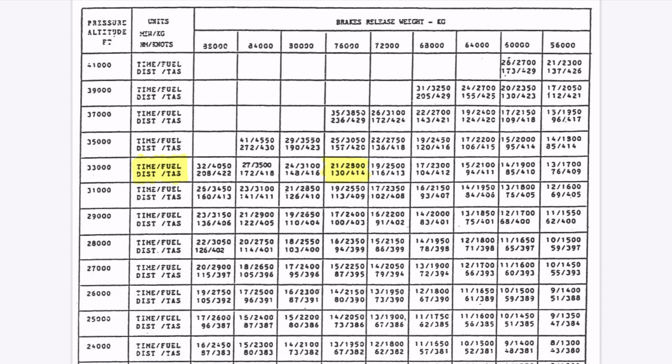In our example, the following values are found. We're climbing for 21 minutes, we're using 2,800 kilos of fuel, and we're travelling 130 air nautical miles. We've also got an average TAS written in here as 414 knots. This isn't to be used in the exam, so you can just ignore that section.